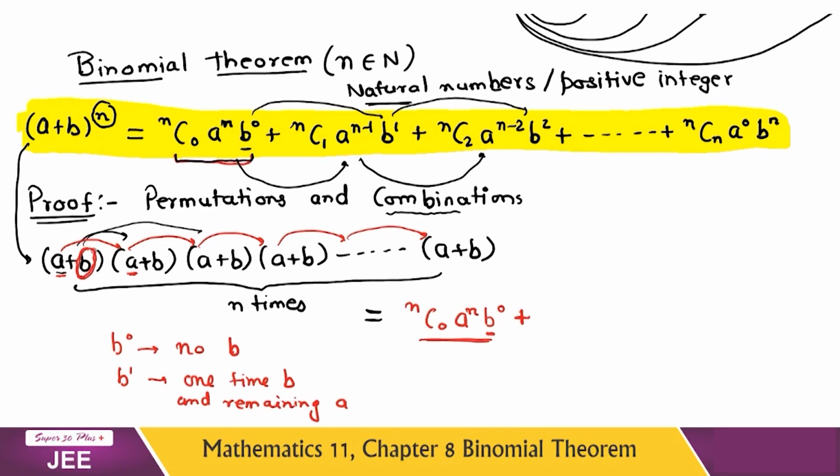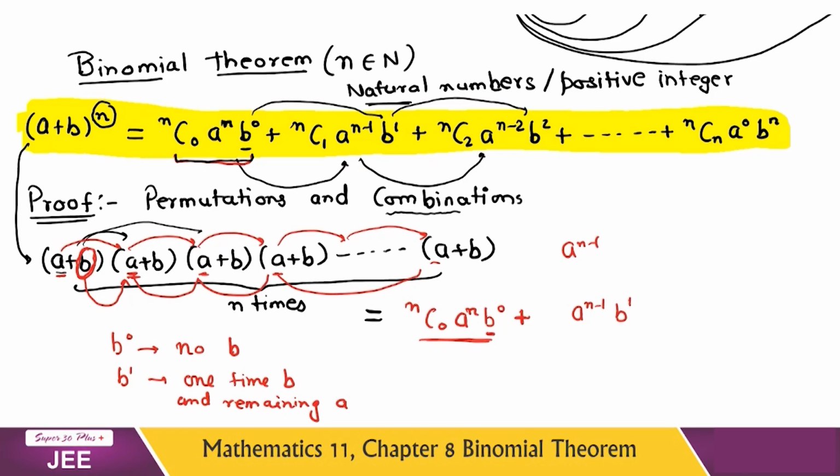Let us suppose the first bracket from where I am taking b, and from the rest of the brackets I am taking a. Now when a is being multiplied in the remaining brackets, the power of a will become n minus 1. Why? Because the remaining brackets are n minus 1. And when from the first bracket I am taking b along with these a, in all I am going to get a raised to the power n minus 1 and b raised to the power 1.